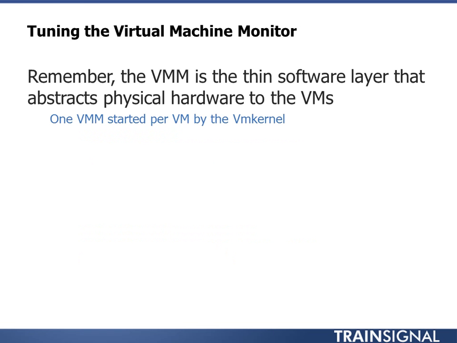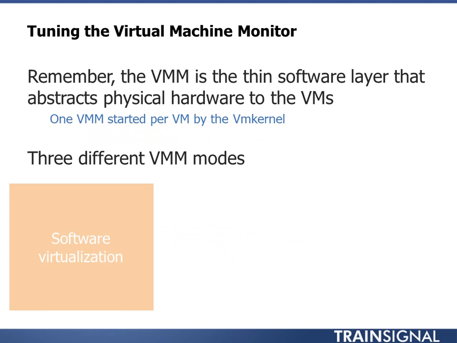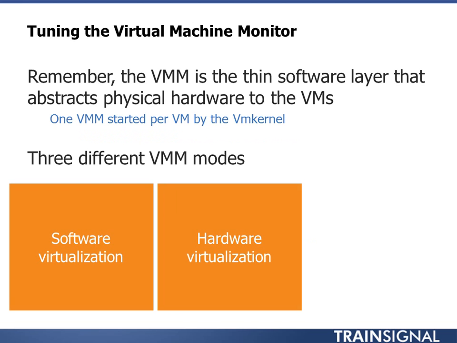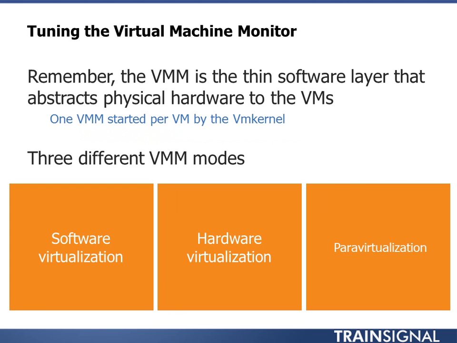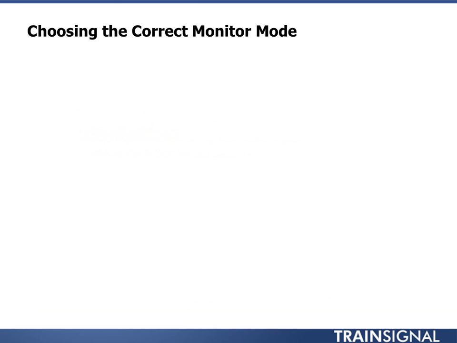Let's talk a bit about tuning the virtual machine monitor, and this is one area that I think is very testable by the exam. So remember, the VMM is that thin software layer that abstracts physical hardware to the VMs. One VMM is started per virtual machine by the VMkernel. There are three different VMM modes: software virtualization, hardware virtualization, and what we call para-virtualization.